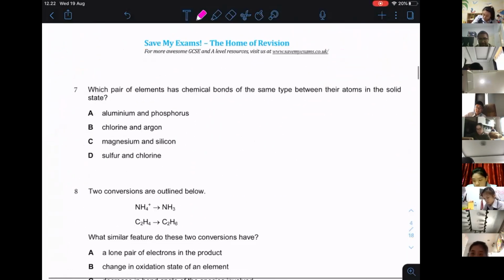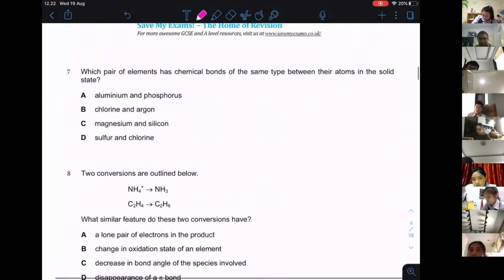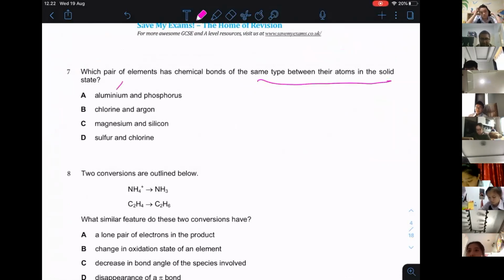Next question. Which pair of elements have chemical bonds of the same type between their atoms in the solid state? So metallic bonding. Phosphorus is non-metal, so of course they don't have metallic bonding, cannot. Chlorine is covalent bonding. But argon is group 18, so they don't bond with another argon molecule. So it's not going to happen.